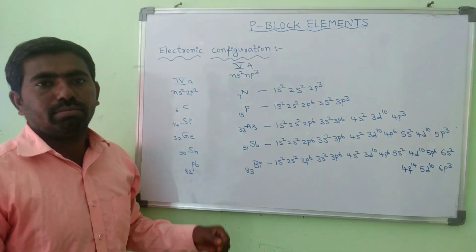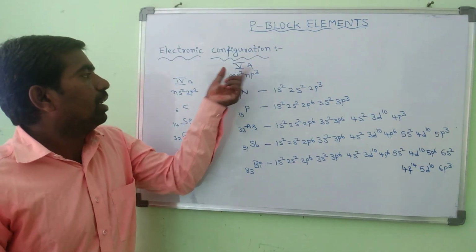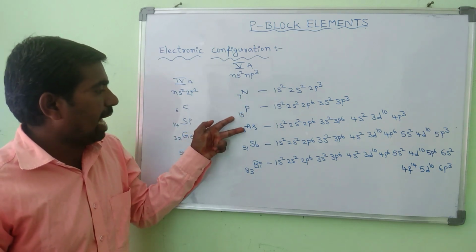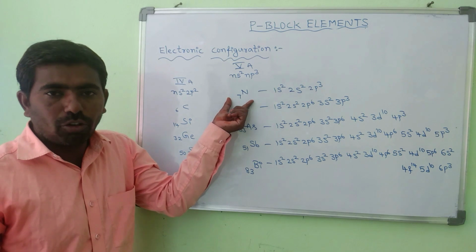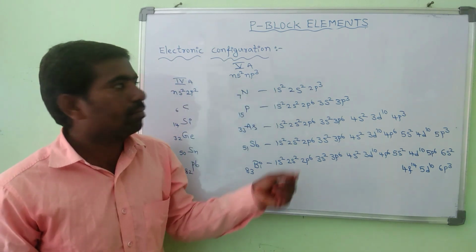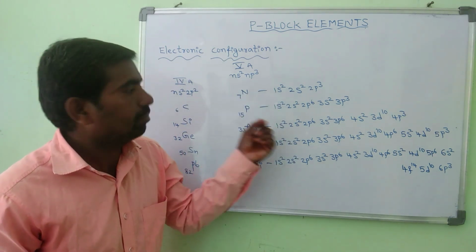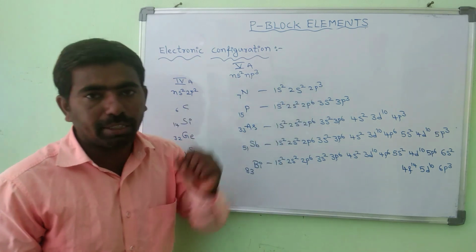Electronic configuration. 5A group elements: nitrogen, phosphorus, arsenic, antimony and bismuth. Nitrogen's electronic configuration I have already written on the board. Atomic number is 7: 1s2, 2s2, 2p3.